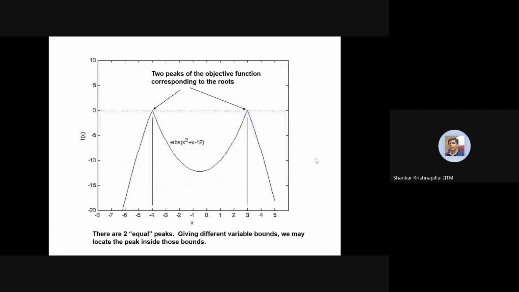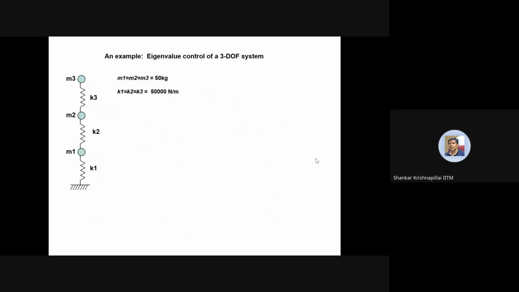So this we can skip. So we look at this example: eigenvalue control of a 3-degree of freedom system with genetic algorithm.